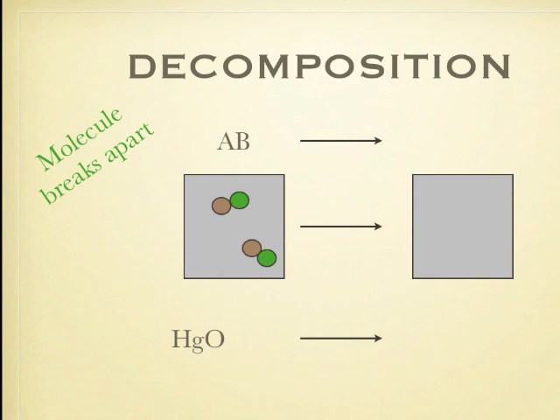Decomposition. It is exactly what it sounds like. Molecules are breaking apart. They're decomposing. Now this is kind of the backwards of synthesis. You've got AB together, and they're going to break apart into their elements, A plus B. So it looks like we've got a compound breaking up into 2 different elements, or more, I suppose. However many there are.